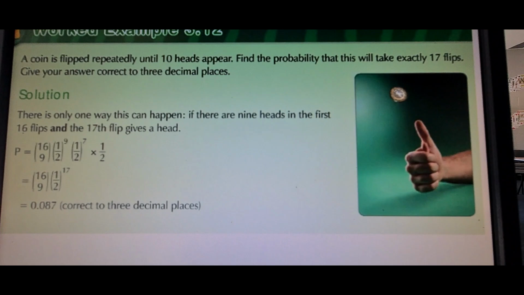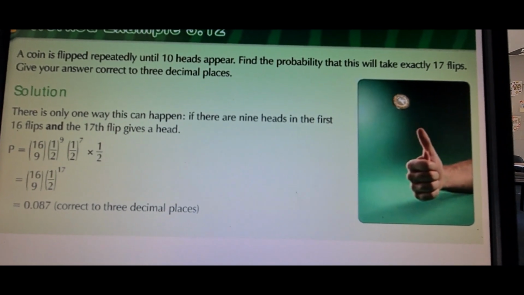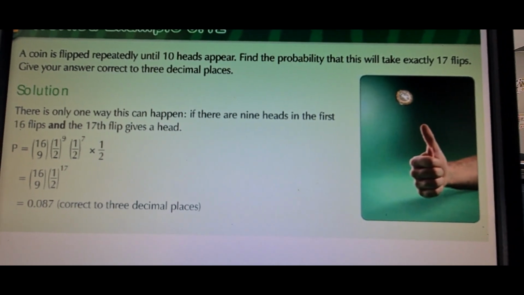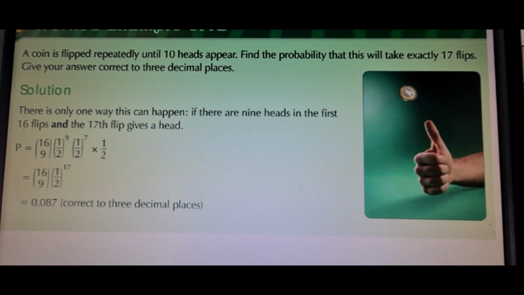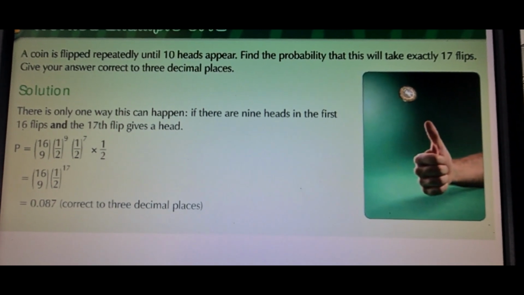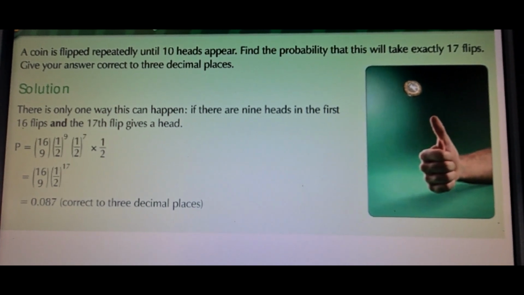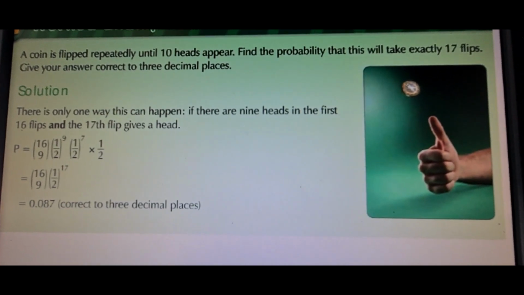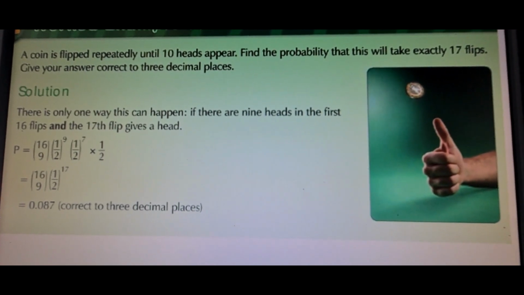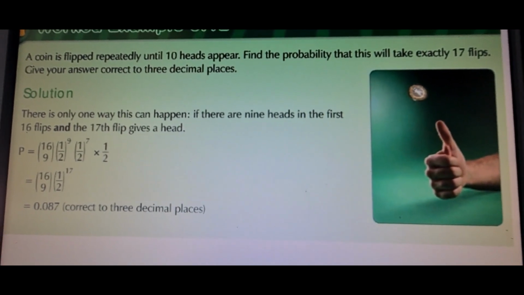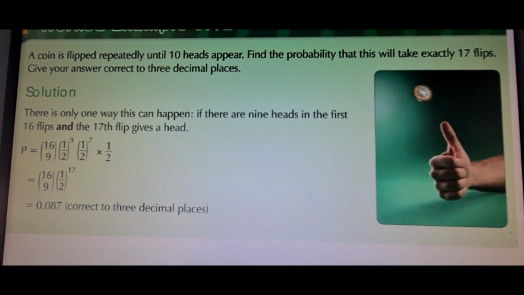Okay, the next example. A coin is flipped repeatedly until 10 heads appear. Find the probability that this will take exactly 17 flips of the coin and give your answer to 3 decimal places. Okay, so I want heads to come up 10 times, and I want it to appear for the 10th time on the 17th flip of the coin. That means on the previous 16 flips of that coin, heads must have obviously already come up 9 times, if it's coming up for the 10th time on the 17th flip.